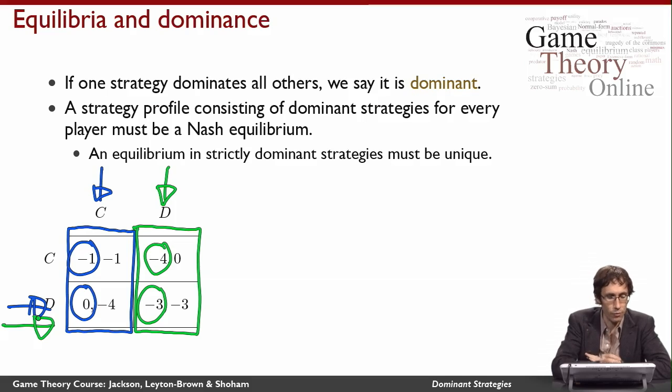So we can see that regardless of what player 2 does, player 1 best responds by playing D. And in both cases, his preference was strict. And that means he has a strictly dominant strategy in this case. And so D is a dominant strategy here.